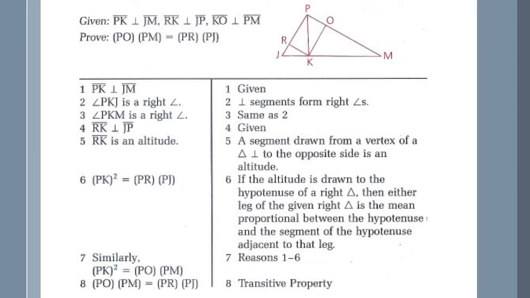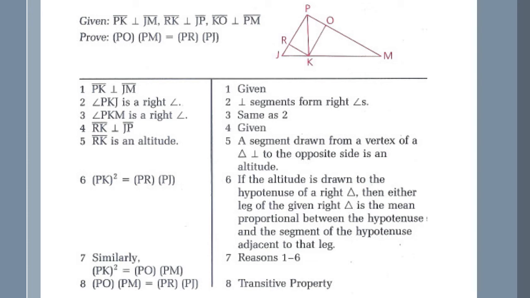Here's a proof using this concept. So basically we want to prove that PO times PM is equal to PR times PJ. Given PK is perpendicular to JM, so angle PKJ is a right angle and angle PKM is a right angle, because perpendicular segments form right angles, the definition of perpendicular. Again with the given. So now we're going to say that segment RK is an altitude, because the segment drawn from the vertex of a triangle perpendicular to the opposite side is an altitude, definition of altitude. And then we're going to say PK squared equals PR times PJ.